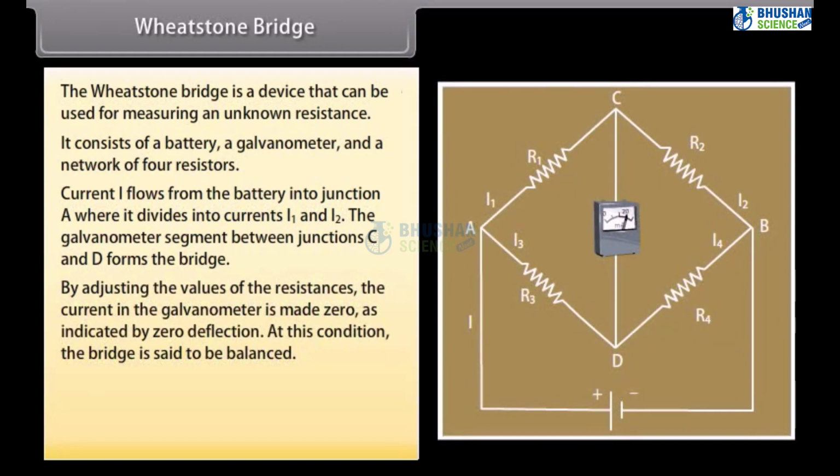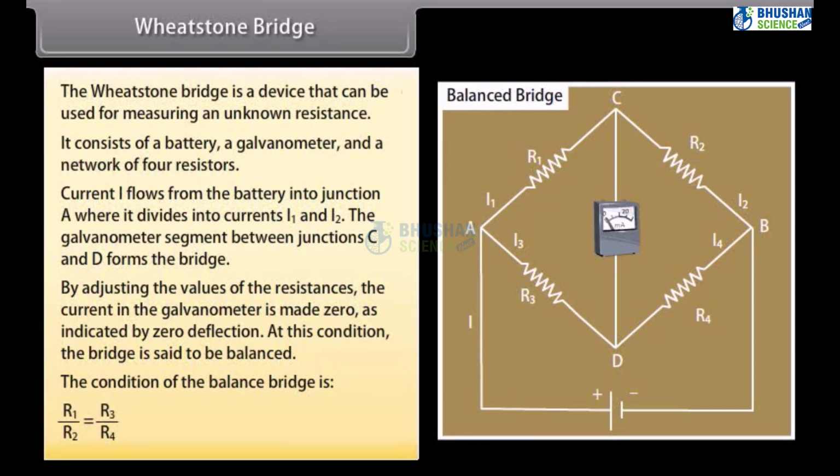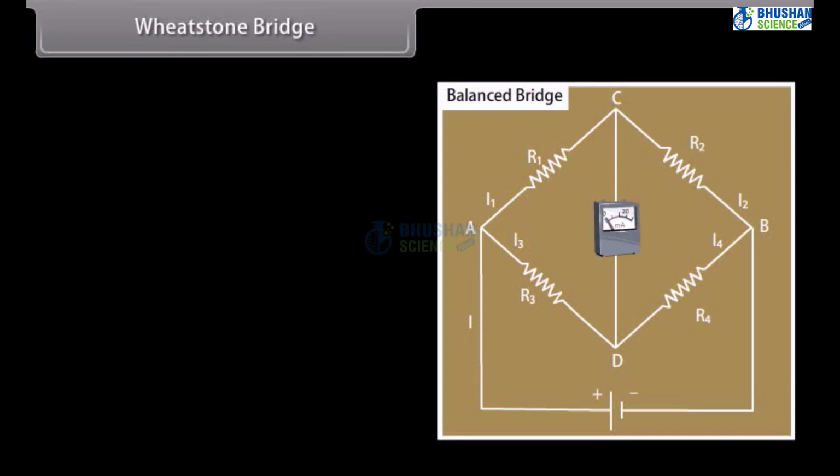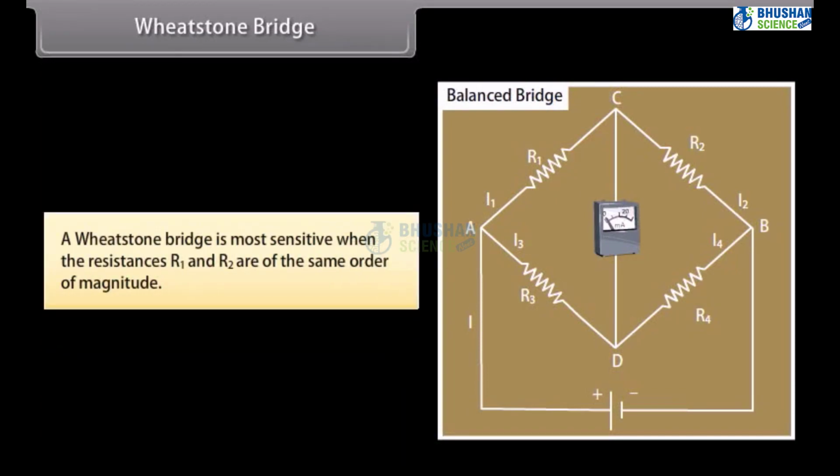By adjusting the values of the resistances, the current in the galvanometer is made 0, as indicated by zero deflection. At this condition, the bridge is said to be balanced. The condition of the balanced bridge is R1 upon R2 is equal to R3 upon R4. A Wheatstone bridge is most sensitive when the resistances R1 and R2 are of the same order of magnitude.